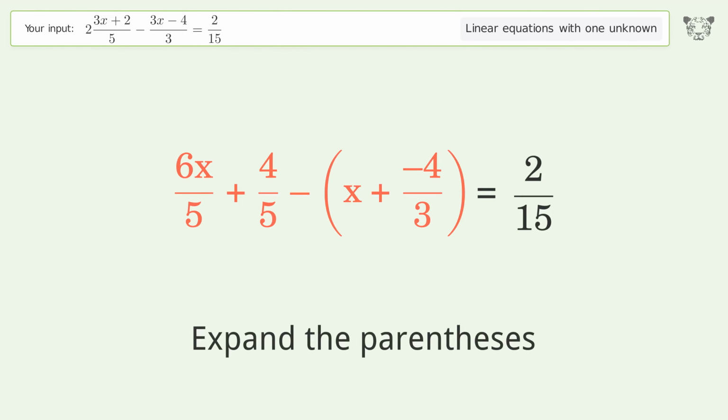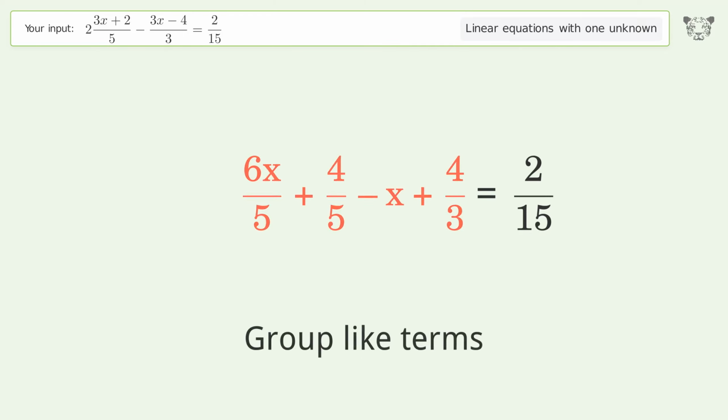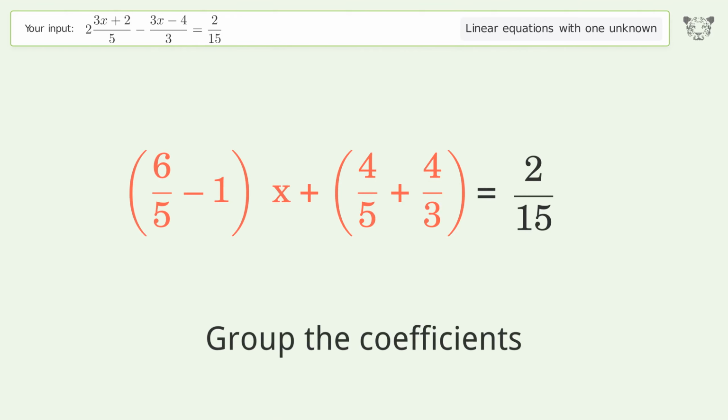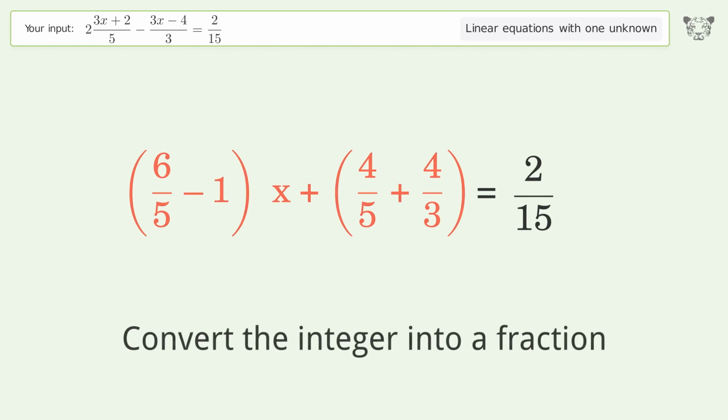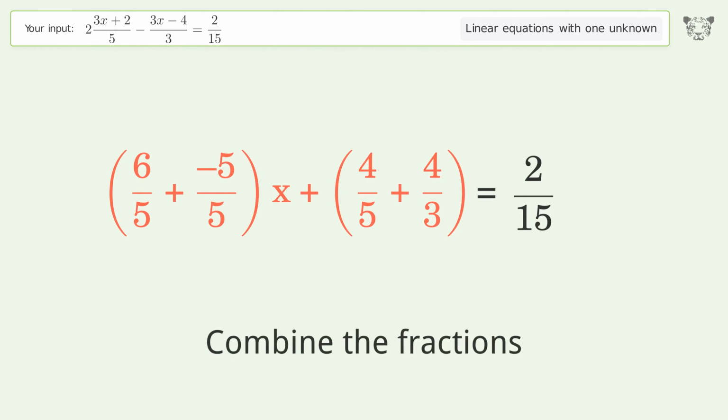Expand the parentheses. Group like terms. Group the coefficients. Convert the integer into a fraction. Combine the fractions.